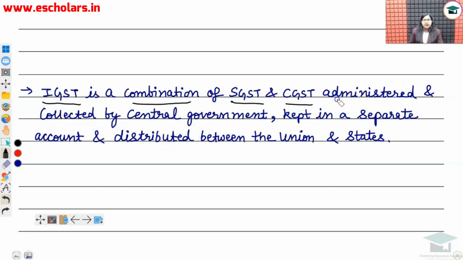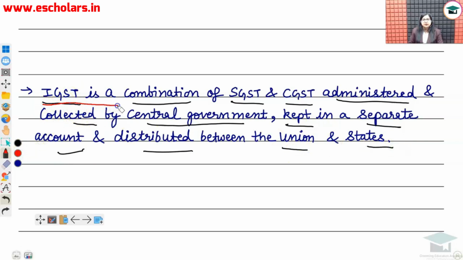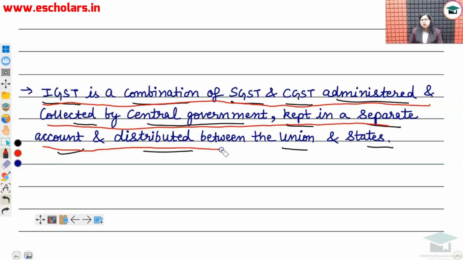Also students, as already discussed, IGST is basically a combination of SGST and CGST. It is administered and collected by the central government, and it is kept in a separate account and distributed between the union and state governments. Okay, so let's recall it. IGST is a combination of SGST and CGST, administered and collected by the central government, kept in a separate account and distributed between the union and states.